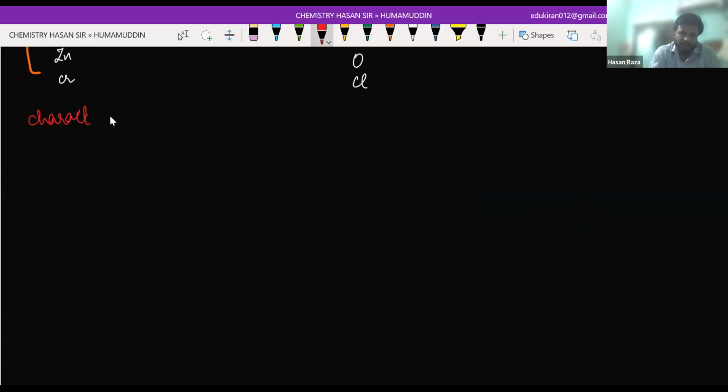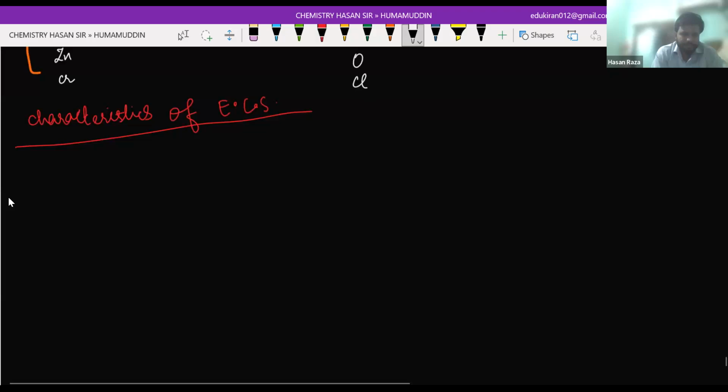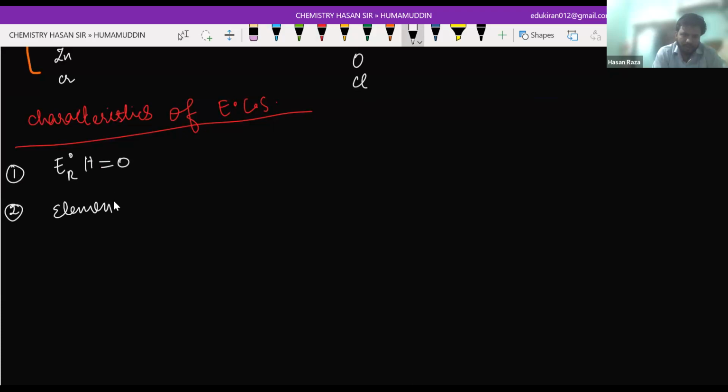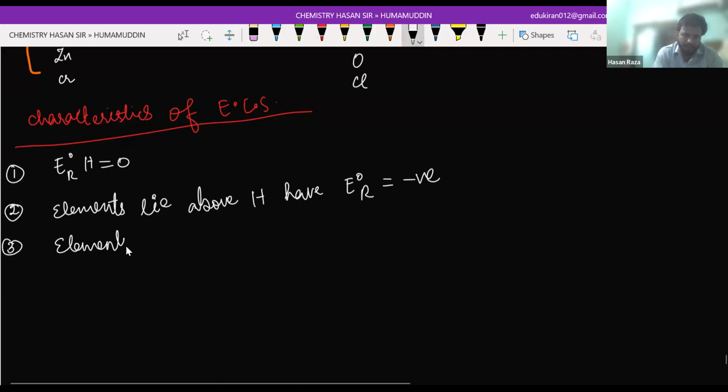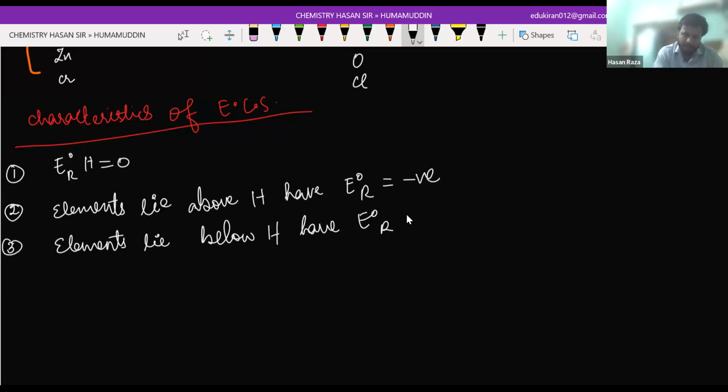So there are some points I need to write here. Write the topic first: characteristics of electrochemical series, ECS. The first one, which is very important: E naught R value of hydrogen is 0. The second one, elements above hydrogen have E naught R negative. Third, elements which lie below hydrogen have E naught R positive.